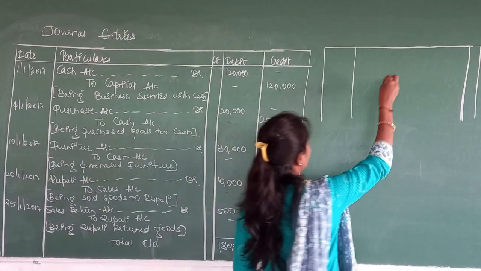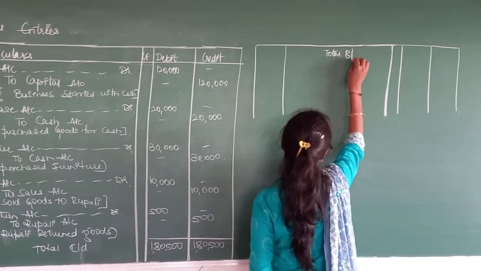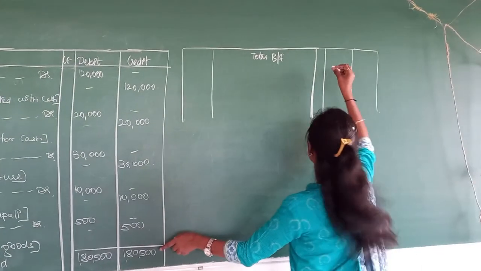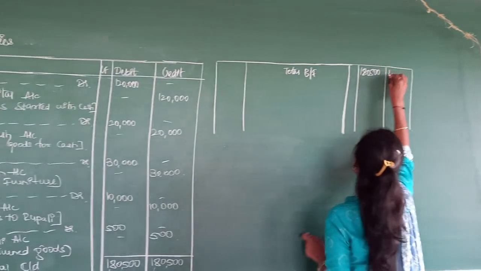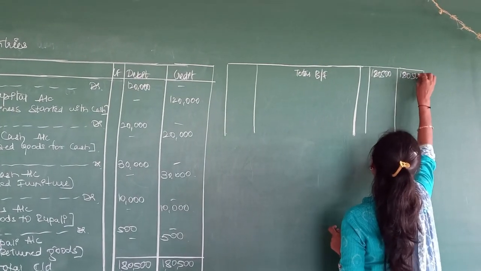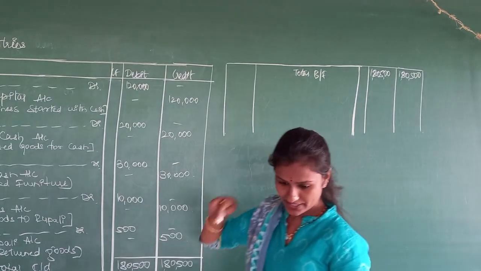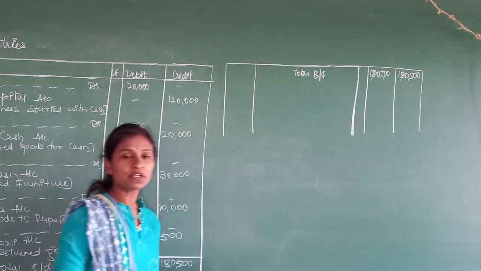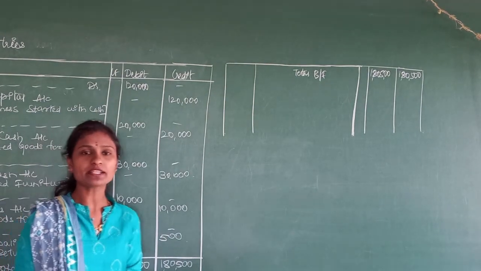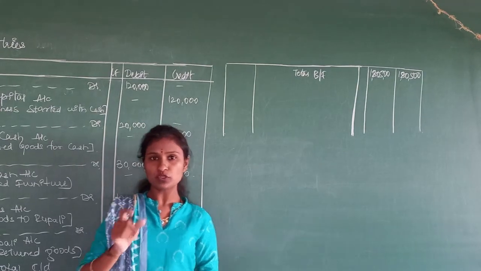Yes, now we will write total brought forward. The same amount will be written here, that is 1,80,500. Yes, the last transaction, that is drew cash for personal use. So what we are doing is withdrawing cash for personal use, and that will be of drawings, right?